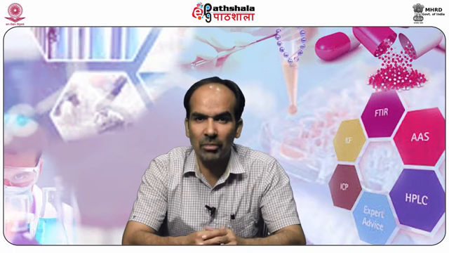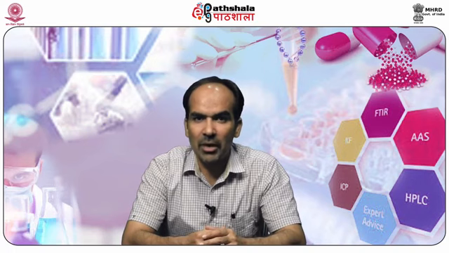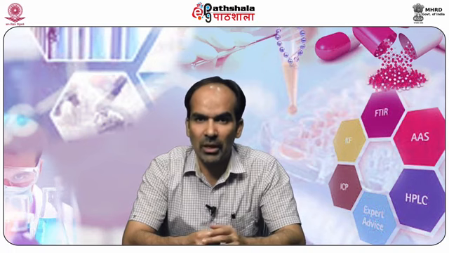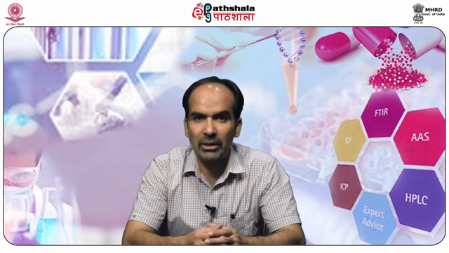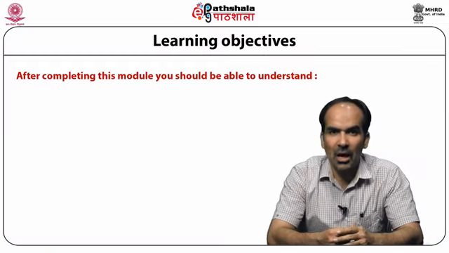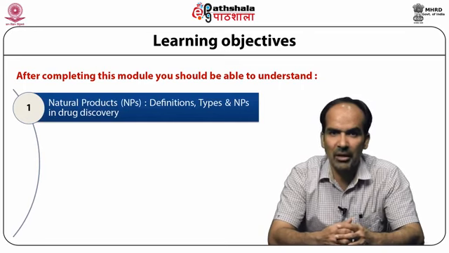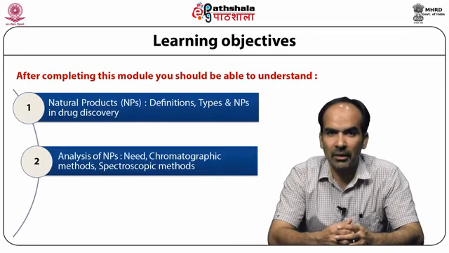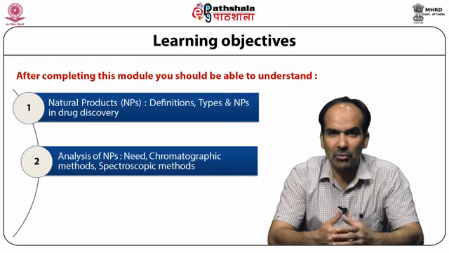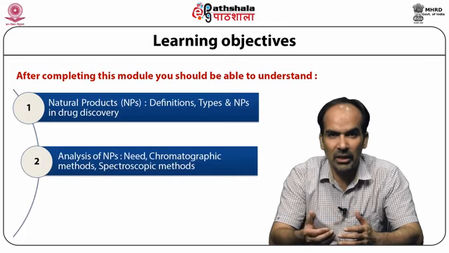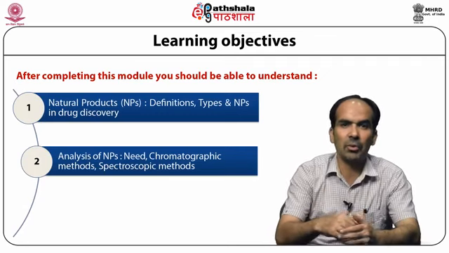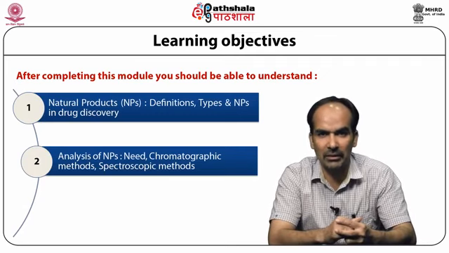Today we are going to talk about natural product analysis, an overview, under the paper Pharmaceutical and Biological Analysis. After completing this module, we should be able to understand what natural products are, their definition, types, and their role in drug discovery, analysis of natural products, what is the need for their analysis, and how the chromatographic methods and spectroscopic methods are used for their analysis.